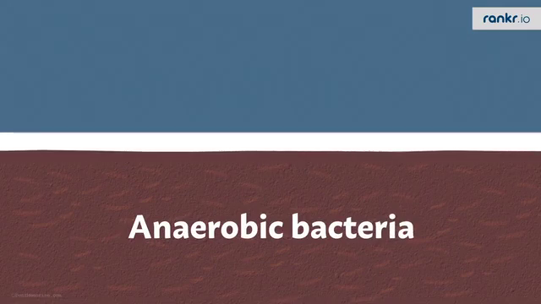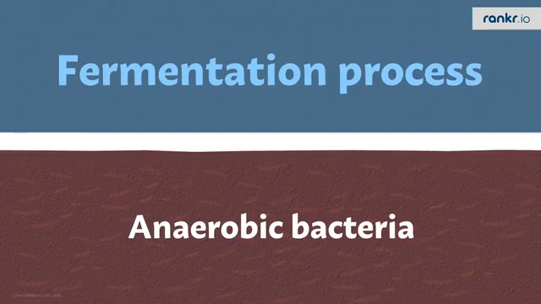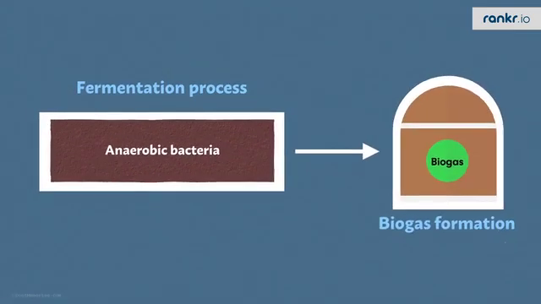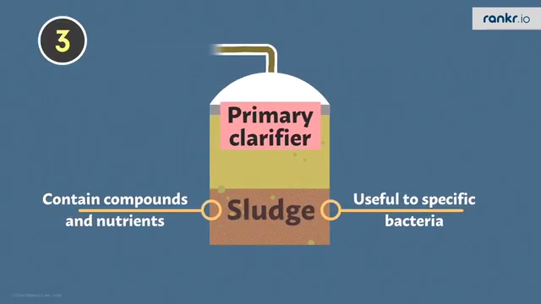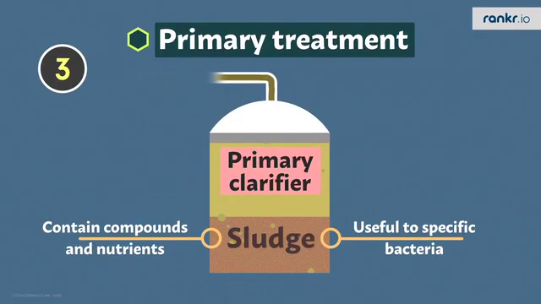As a result, they carry out the fermentation process which is very useful. So what will be the product? It gives rise to biogas formation. This important product can then be used further for various applications. Now coming back to our wastewater, we have separated the sludge from it. This marks the end of the primary treatment.